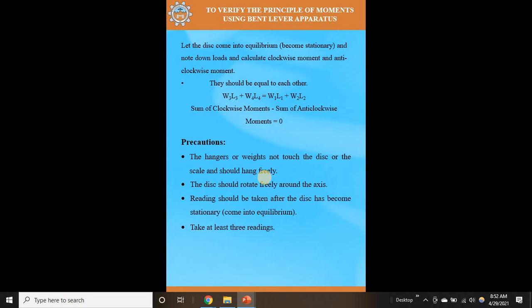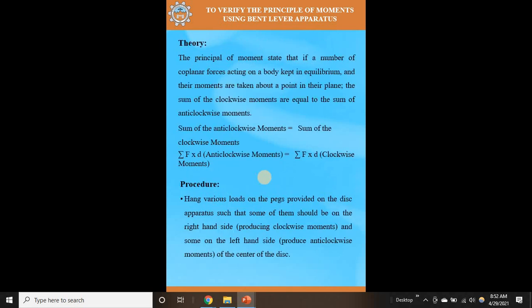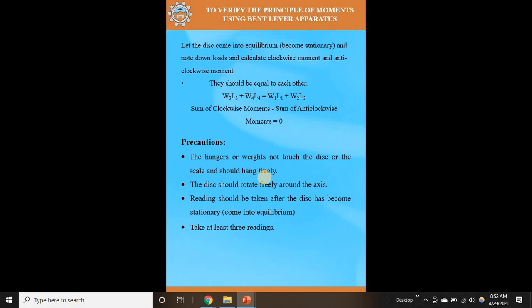Procedure. Hang various loads on the pegs provided on the disc apparatus, such that some of them are on the right side, producing clockwise moment, and some on the left-hand side, producing anti-clockwise moment about the center of the disc. Now let the disc come into equilibrium, that is, become stationary.